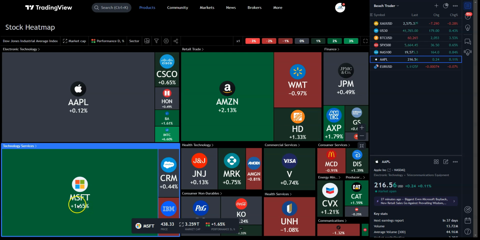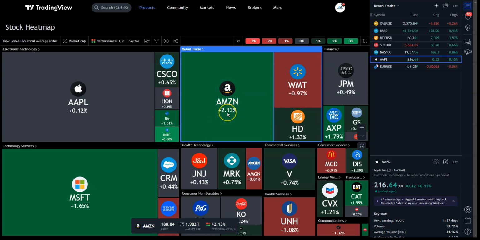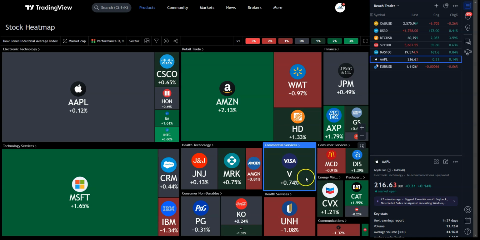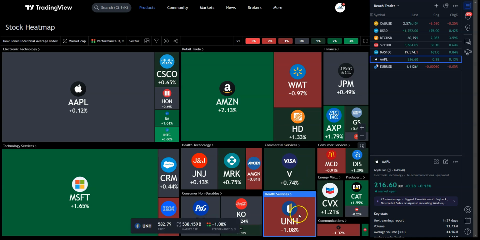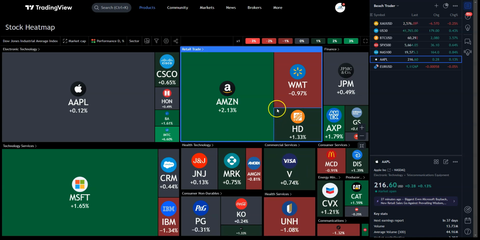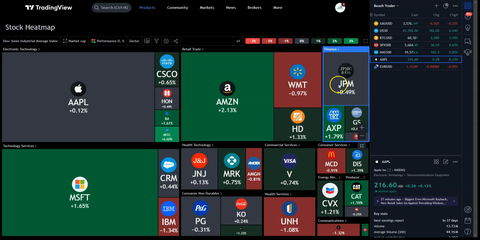So Microsoft is going up 1.65. This is huge. This determines the market going up. Amazon's going up 2%, right? You're looking at Walmart is going down. And then you look at a Visa and a UNH and see what they're doing. Those are the biggest pockets that you see in JPM, and that determines the market.